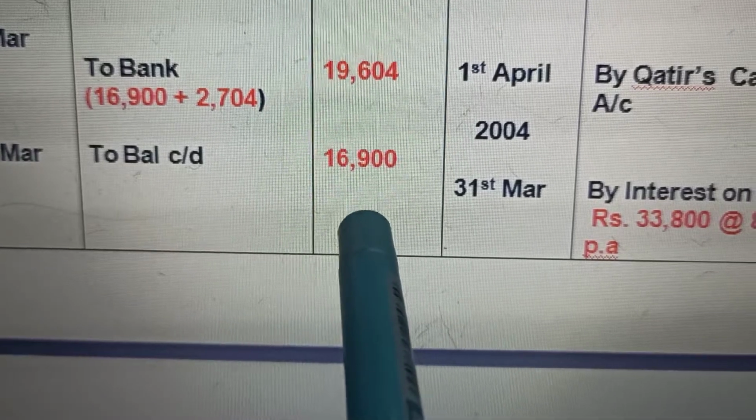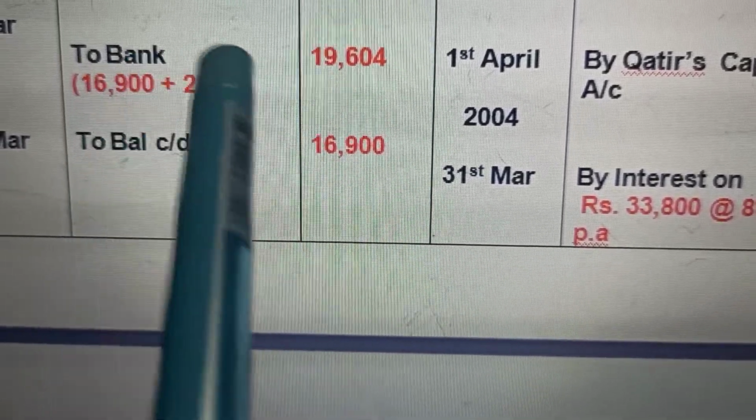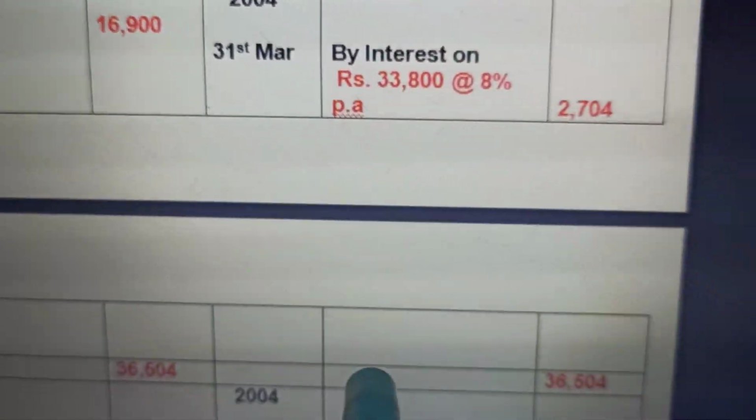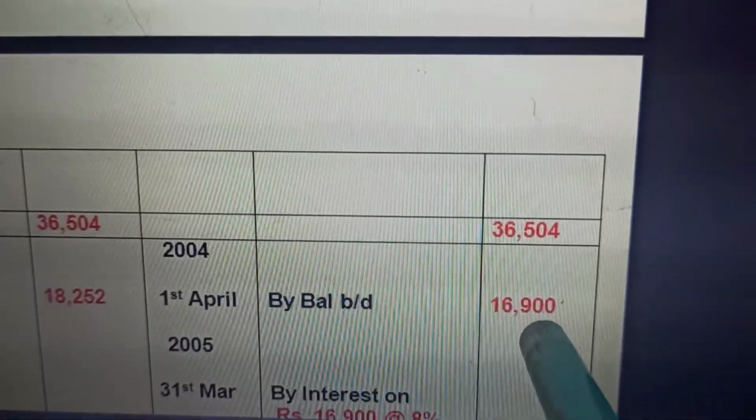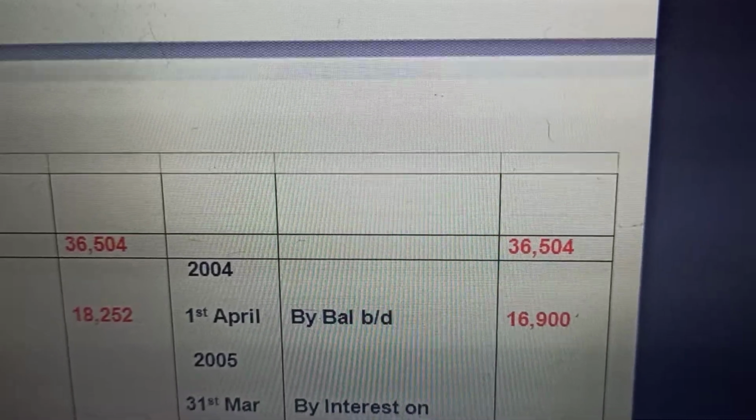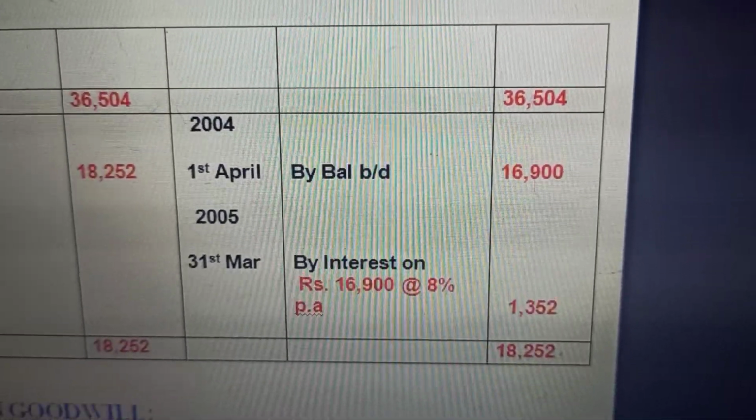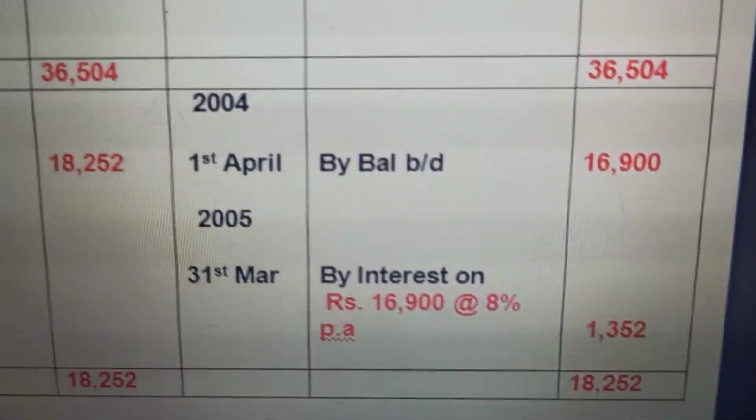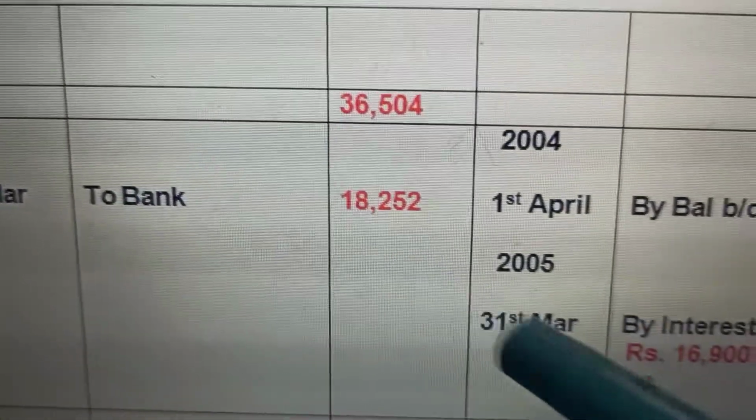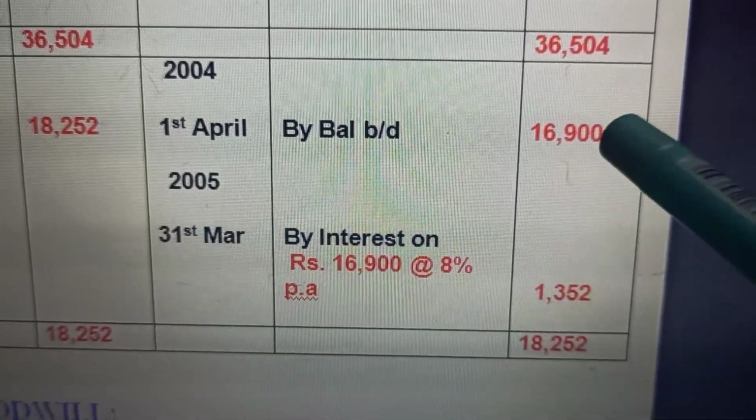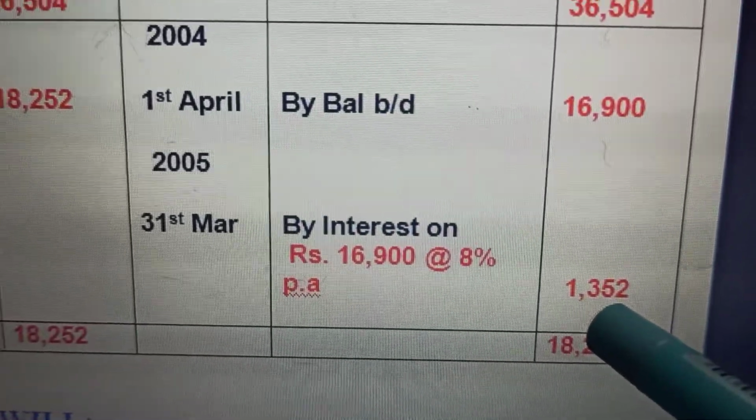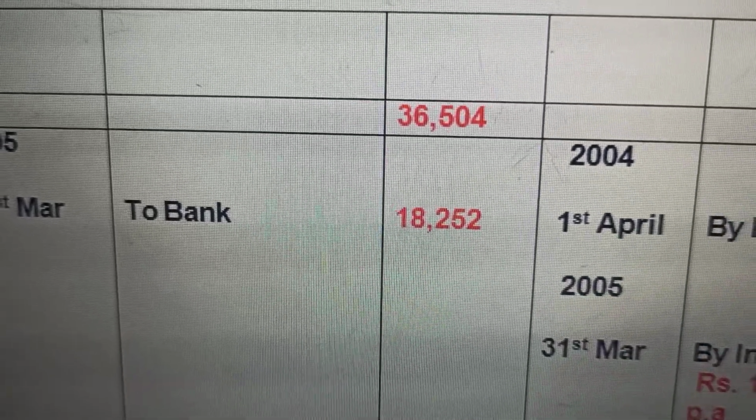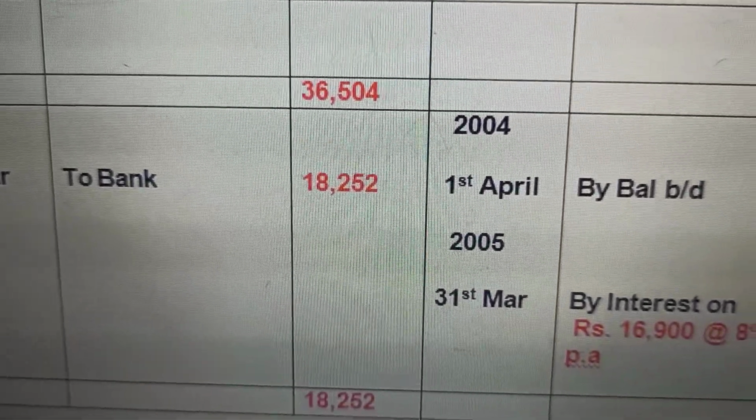There were 2 installments; 1 installment plus the interest we have paid. Next is the second installment. How do we pay the second installment? This is the balance amount. The interest on this balance amount comes to 1,352, interest on the unpaid amount, and we pay the total amount. It comes to 16,900 plus the interest 1,352, that is 18,252, and we clear up. That is the settlement of the loan account. Clear?